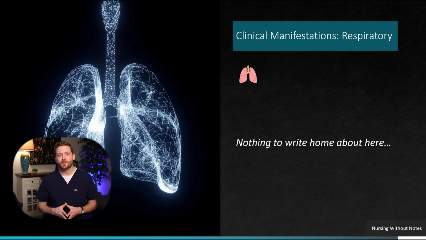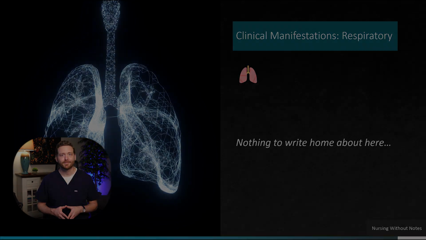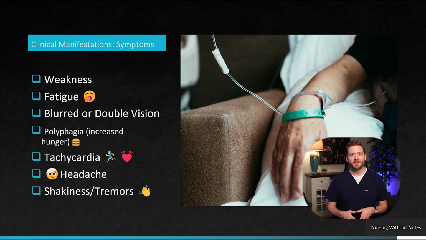When it comes to the respiratory system, there's nothing really to write home about with hypoglycemia. Now, let's explore a comprehensive list of the general clinical manifestations of hypoglycemia. Because the body lacks sufficient glucose to fuel its cells, clients often present with weakness and fatigue. Additionally, reduced blood sugar levels can impair brain function, resulting in headaches and blurred or double vision, which can increase the risk of falls. Clients may experience an intense, insatiable hunger referred to as polyphagia.